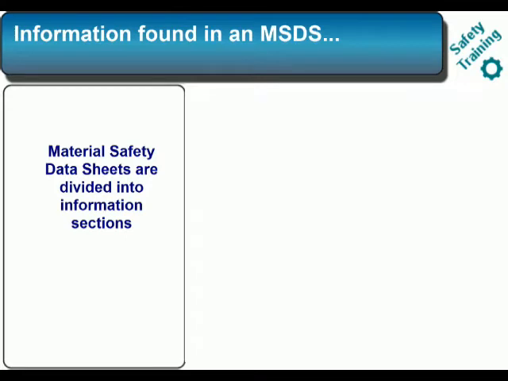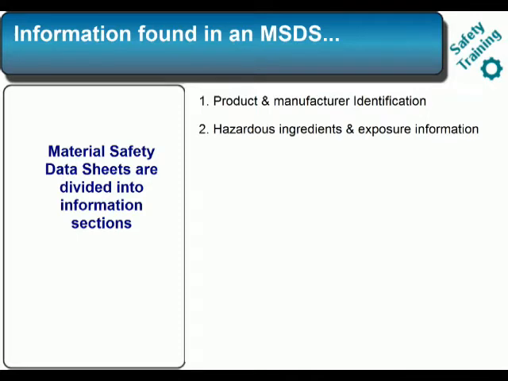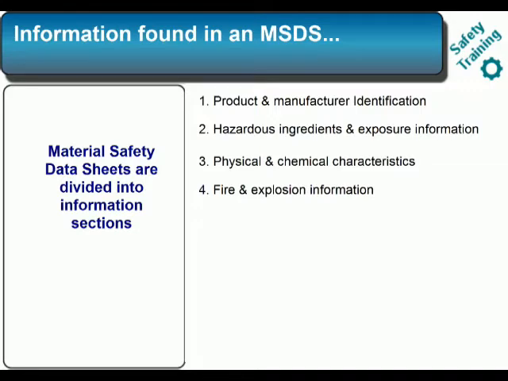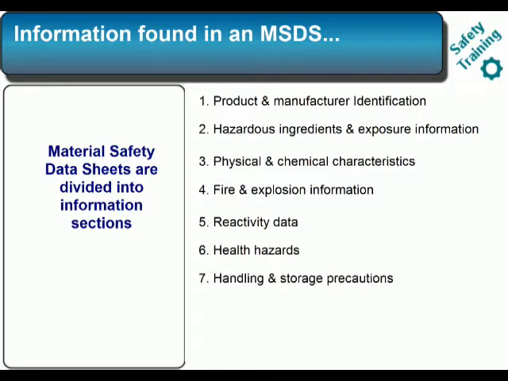Material Safety Data Sheets are divided into several different information sections. These sections provide you information about the product and manufacturer identification, hazardous ingredients and exposure information, physical and chemical characteristics, fire and explosion information, reactivity data, health hazards, handling and storage precautions, and protective equipment and safe work practices you must follow for your safety.